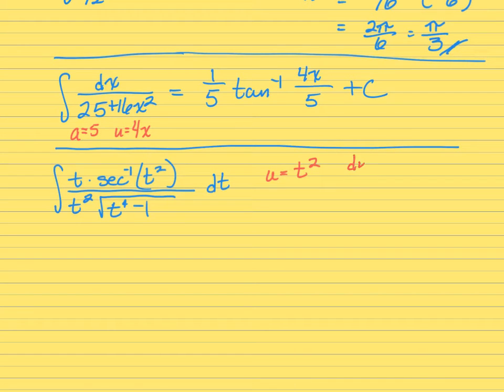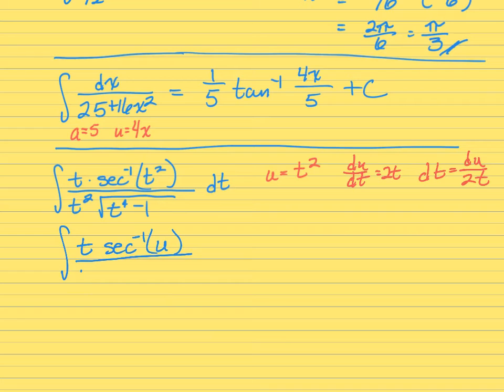Now, of course, du dt is 2t, so dt equals du over 2t. Okay, so when we make those substitutions, it's going to look like this. We're just going to substitute in for what we can at the moment. So we've got our t, we've got inverse secant of u, right? Over u square root of u squared minus 1, right? Because u squared is t to the fourth. And then dt becomes du over 2t. And this is another reason we like this substitution, because it looks like we should be able to just cancel those things out.